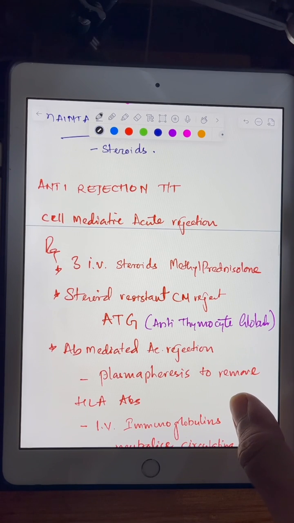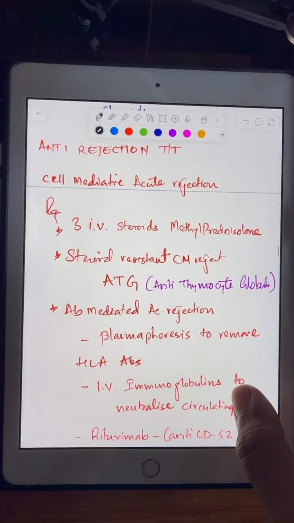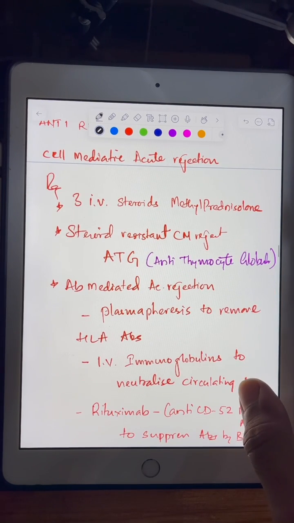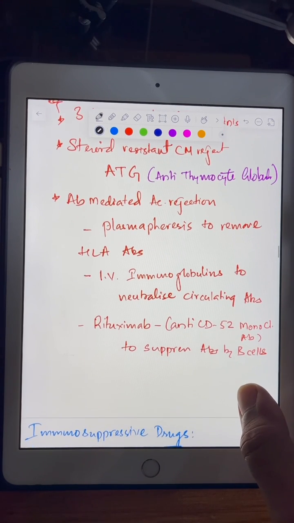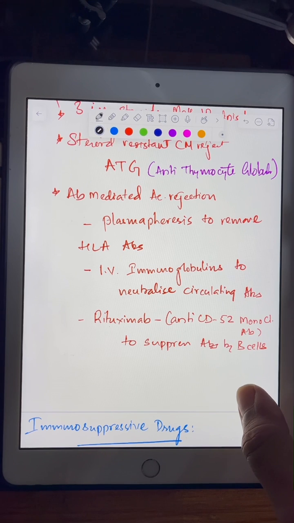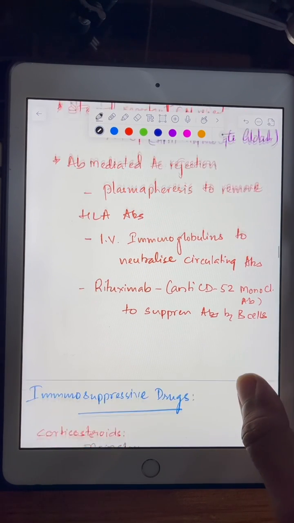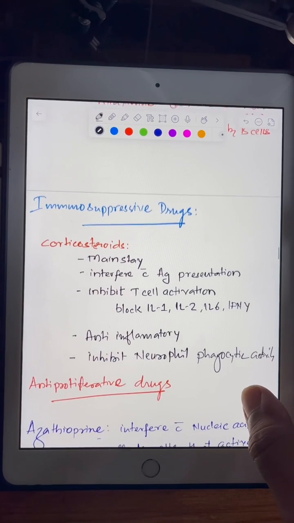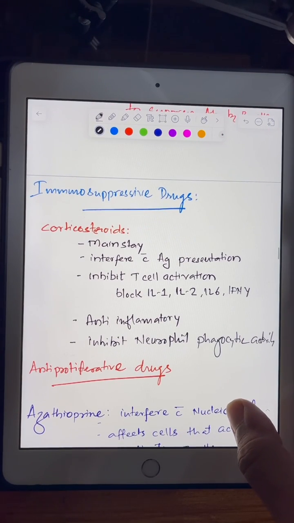For cell-mediated acute rejection, IV steroids, methylprednisolone; for steroid-resistant cell-mediated rejection, anti-thymocyte globulin. For antibody-mediated acute rejection, plasmapheresis to remove the antibodies, and IV immunoglobulins to neutralize circulating antibodies. Immunosuppressive drugs are most of the time the mainstays.